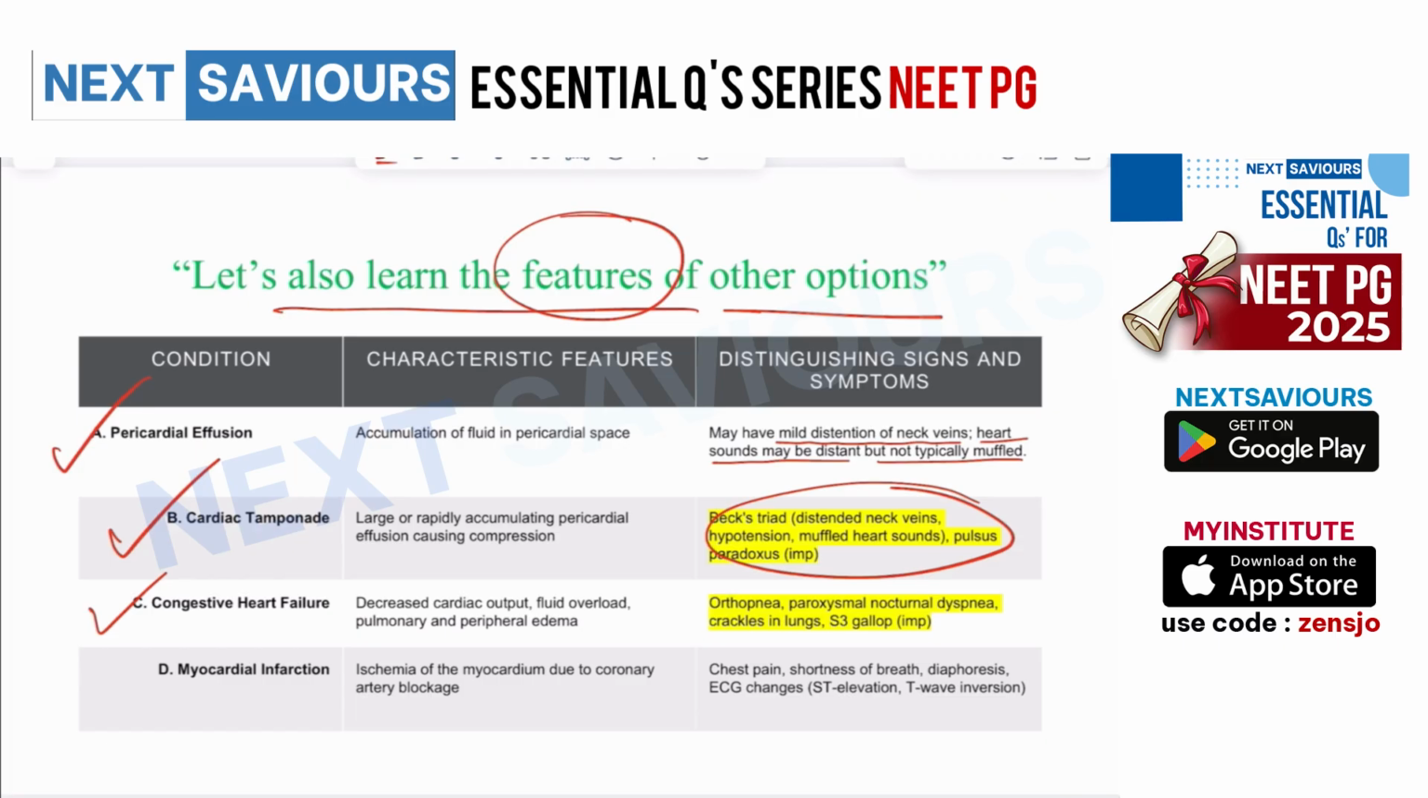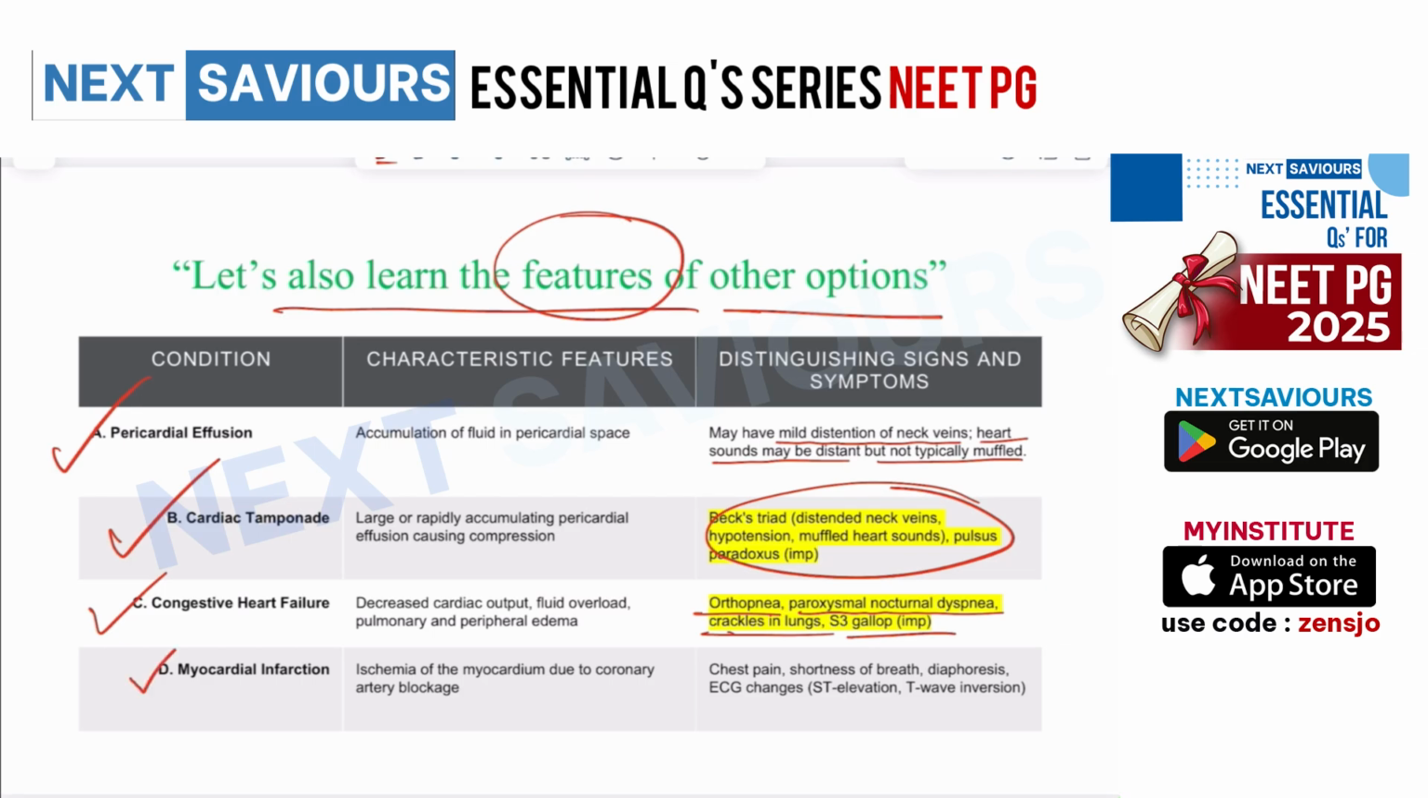For congestive cardiac failure, there will be features of orthopnea, paroxysmal nocturnal dyspnea, crackles in the lung, and S3 gallop, which should have been mentioned in the question. None of these features is provided to you in the question. So congestive heart failure is obviously not the answer for this one.